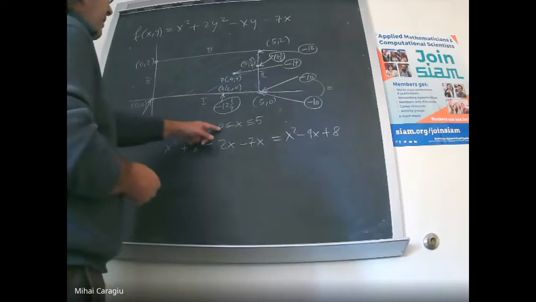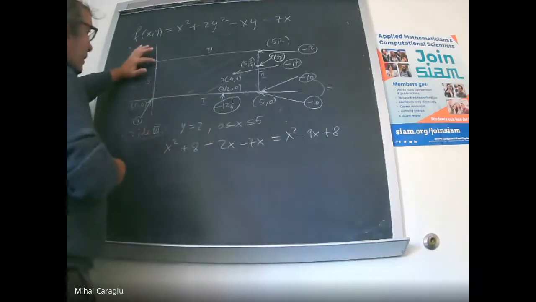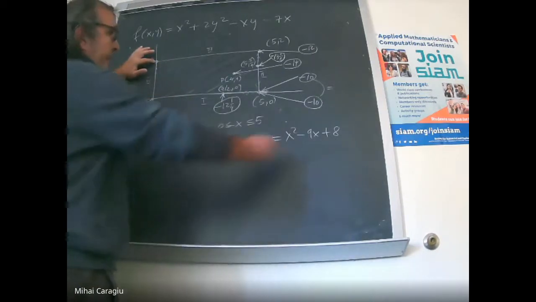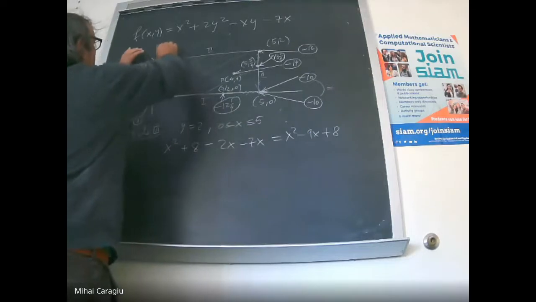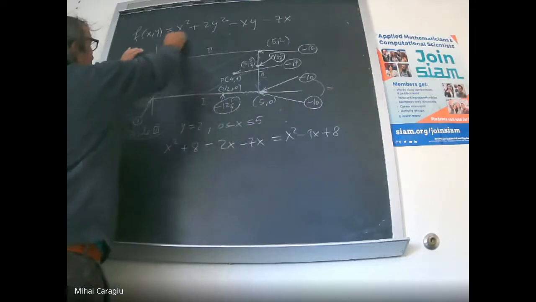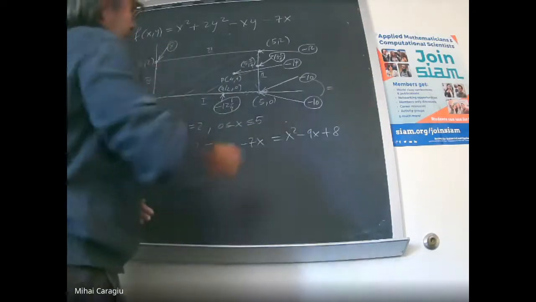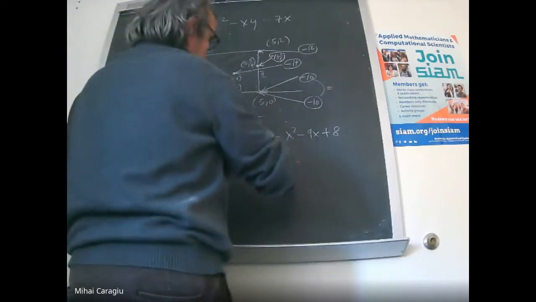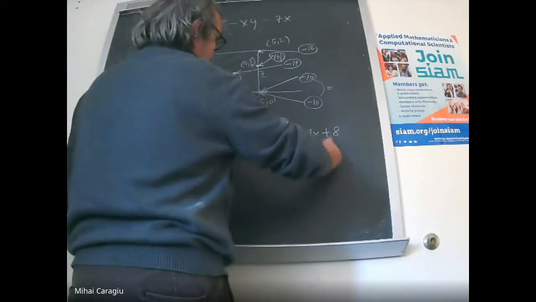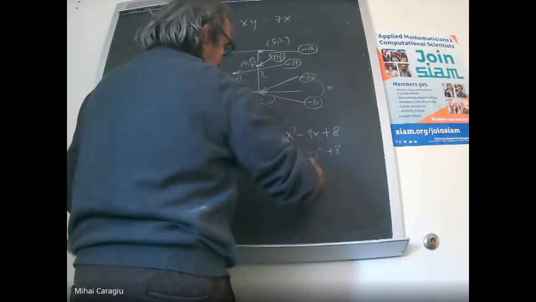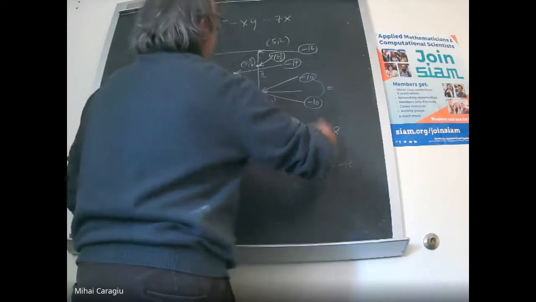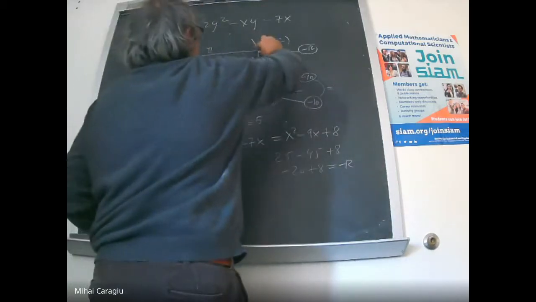If x equals 0, that means this point. If x equals 0, the value will be 8. So let's annotate this with 8. If x equals 5, we get 25 minus 45 plus 8, which is minus 20 plus 8, which is minus 12. And of course, let's annotate this with minus 12.